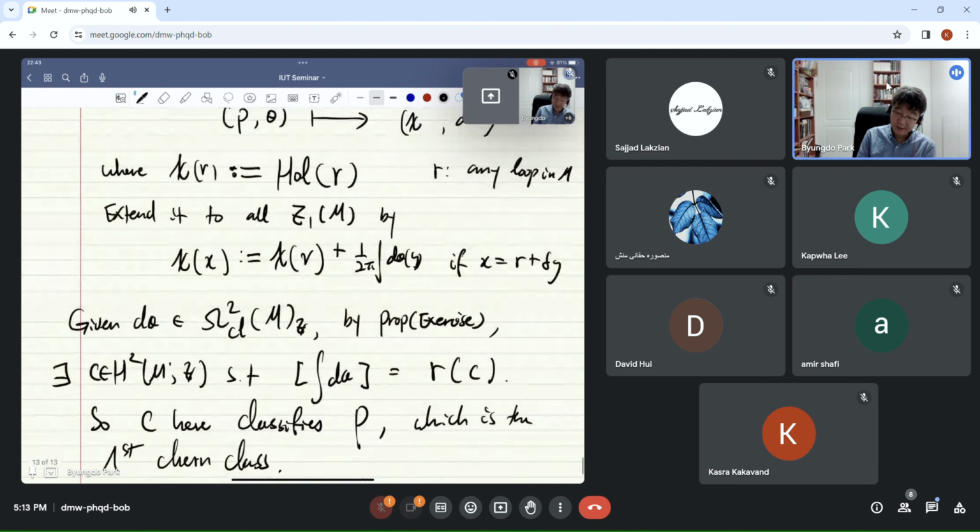This H hat k of M is determined uniquely by the hexagon diagram. So if you think of two things that fit into this hexagon diagram, whatever those two groups are, if two things fit here, then they must be naturally isomorphic.